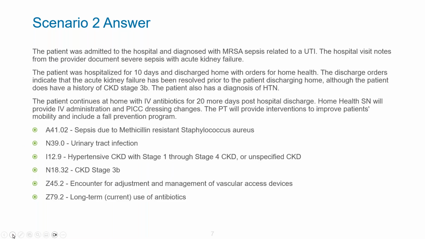So that's quite a long time to be in the hospital. And then they also were discharged home with those antibiotics, which really shows us that this patient had it pretty severe, and they're going to be on it for another 20 more days. So that's significant as well.